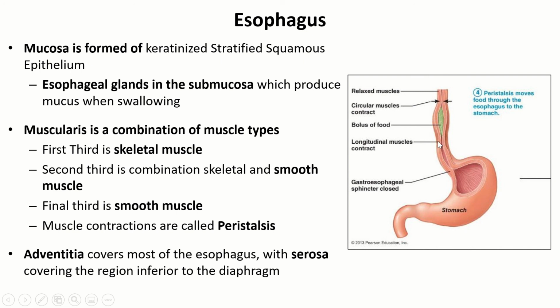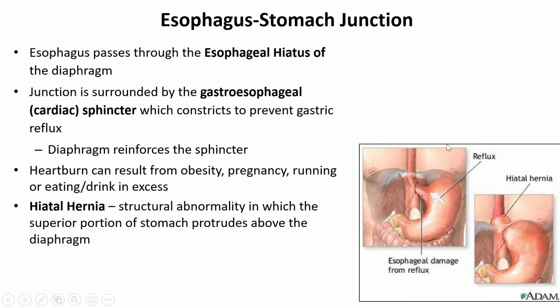So if you translate that to control, swallowing through the esophagus starts out voluntary with skeletal muscle, and then is involuntary as reflexes take over the function of the smooth muscle. It, of course, joins the stomach here through the esophagus-stomach junction, and that's going to be surrounded by the gastroesophageal sphincter, also known as the cardiac sphincter. And that sphincter itself is going to prevent gastric reflux as the stomach begins to work.